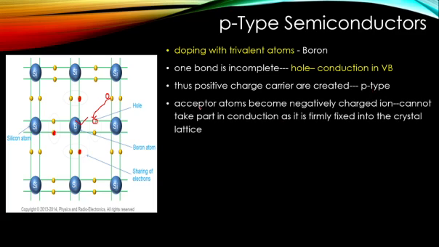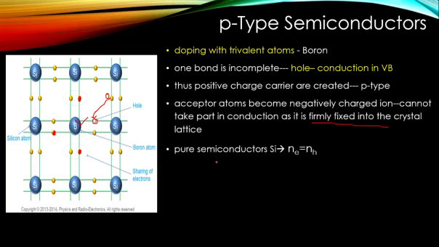So what will happen to the acceptor atom? Because the positive charge will be moving about, it will lose positive charge. So what will happen to the acceptor atom? The acceptor atom will become negatively charged. But it cannot take part in conduction because it is firmly fixed to the lattice. Why? Because it is bonded with the neighboring silicon atoms, so it cannot move along.